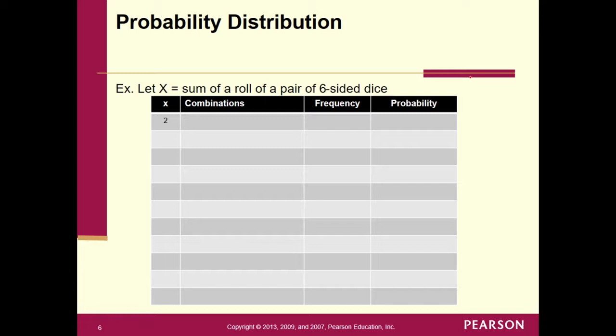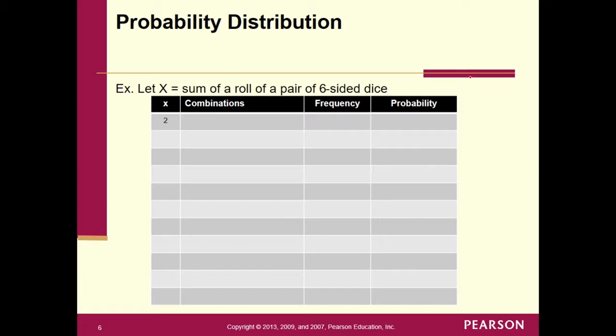Well, the lowest number that you can get on each die is 1. And so the smallest sum that you can get is 2. And so that would be, remember, x is equal to the sum of a roll of a pair of 6-sided dice. So that's our lowest value, all right?